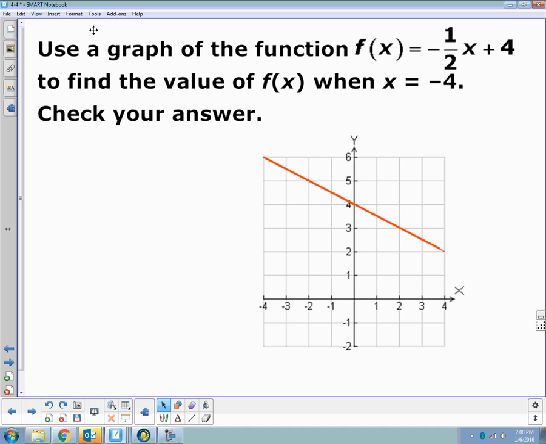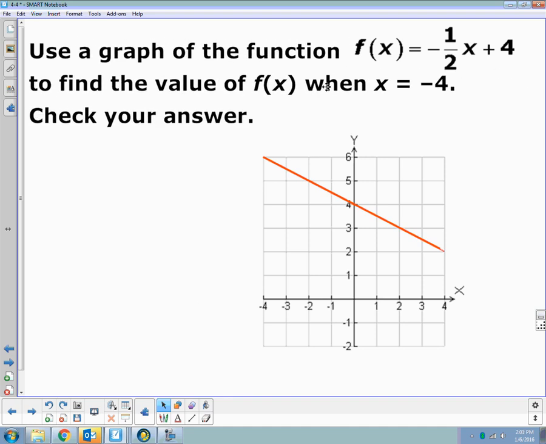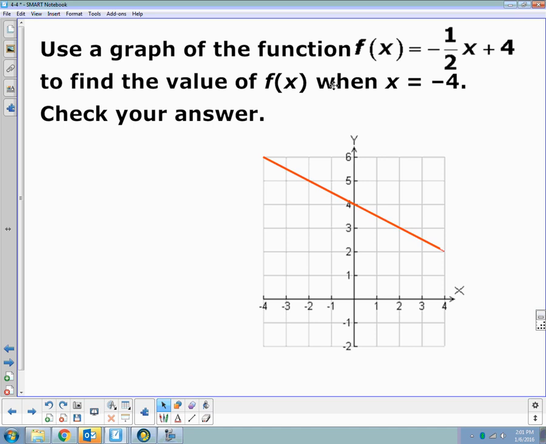Last little bit here. We're going to use the graph of the function to find the value of f of x when x is negative 4. The idea here is we know what x is. X is negative 4. So when we look at the graph where x is negative 4, what do we get? Looks like 6. So when x is negative 4, f of x is 6. And that's how you find the answer.